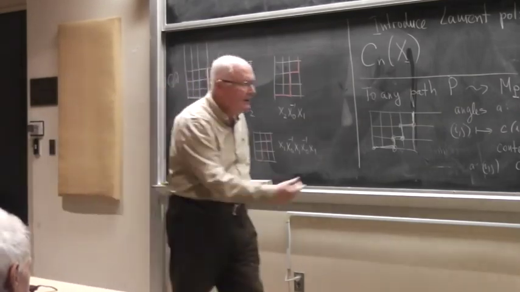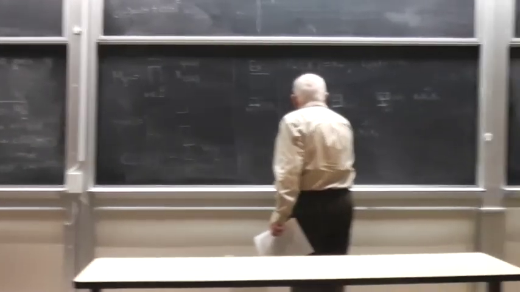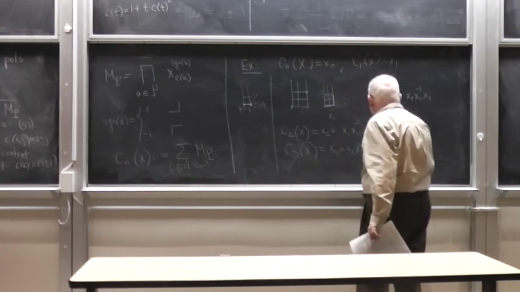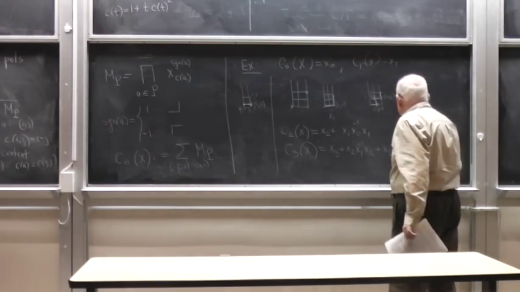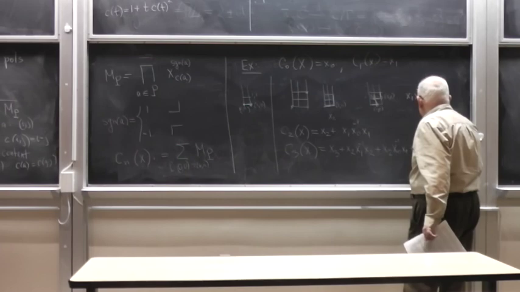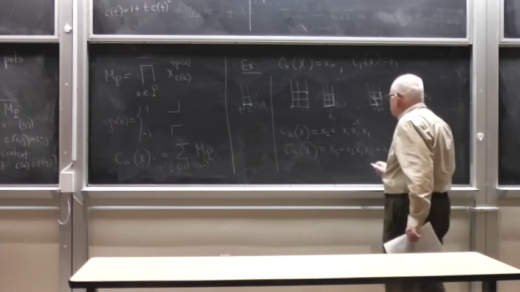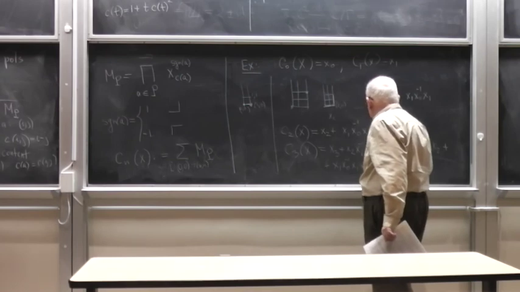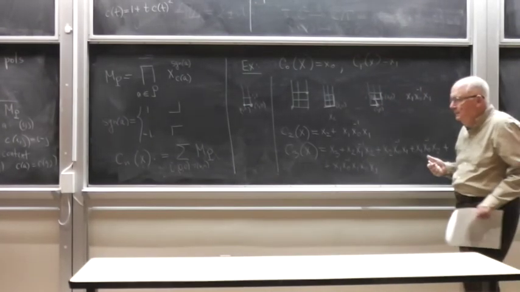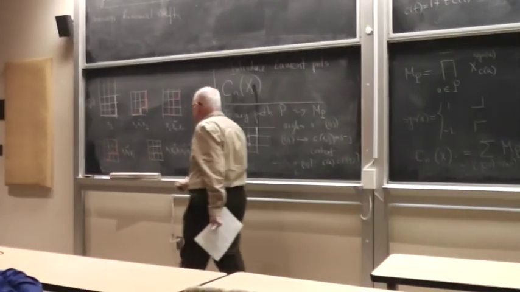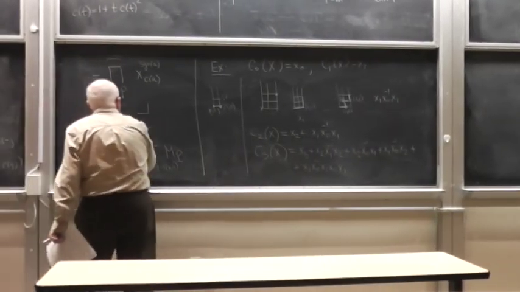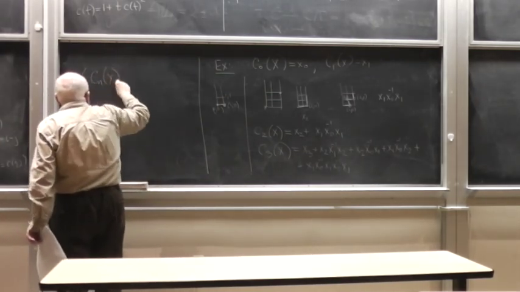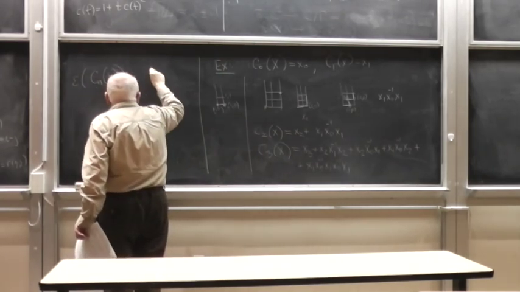So you have C3 of x is just x3 plus x2, x1 minus 1, x2, plus x2, x0 minus 1, x1, plus x1, x0 minus 1, x2, plus x1, x0 minus 1, x1, x0 minus 1, x1. So by construction, of course, you have that the stuff is just the standard Catalan numbers.